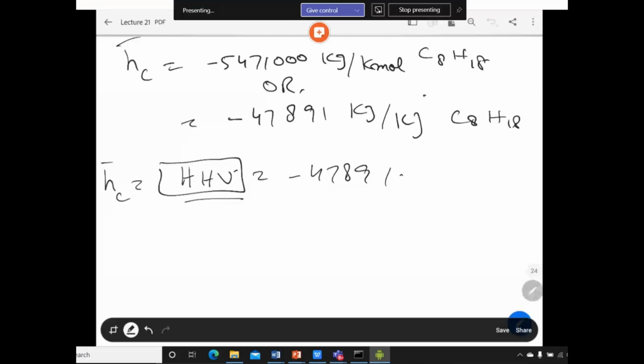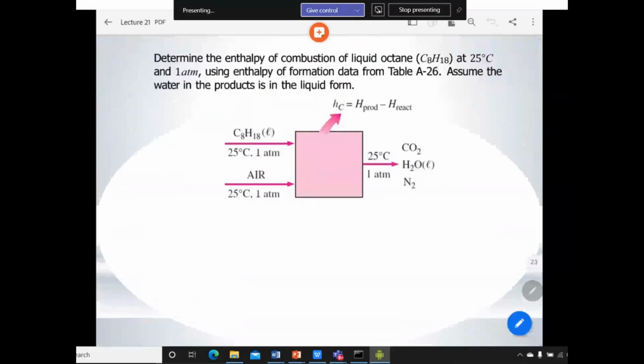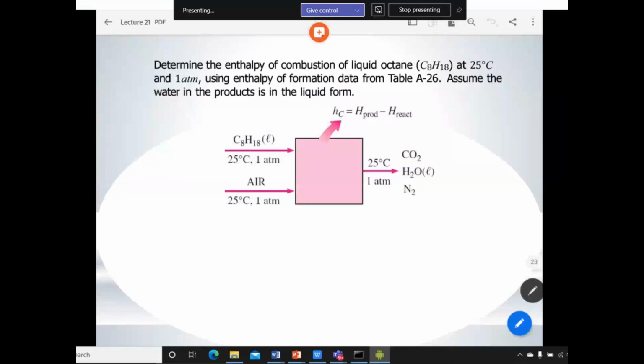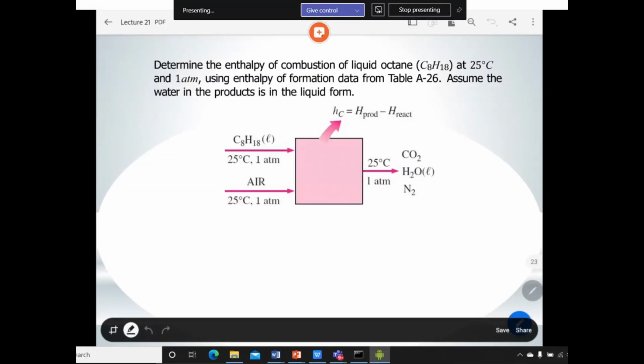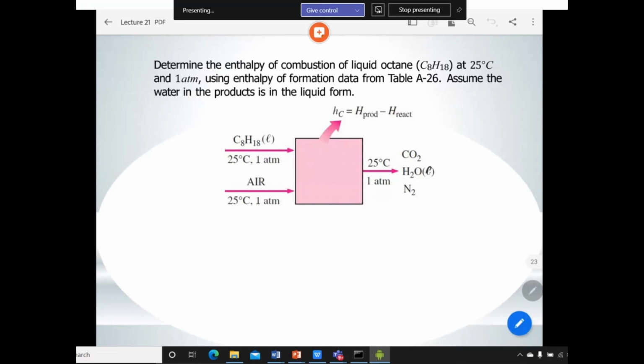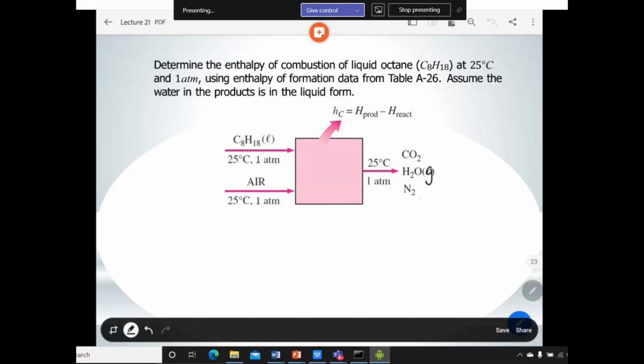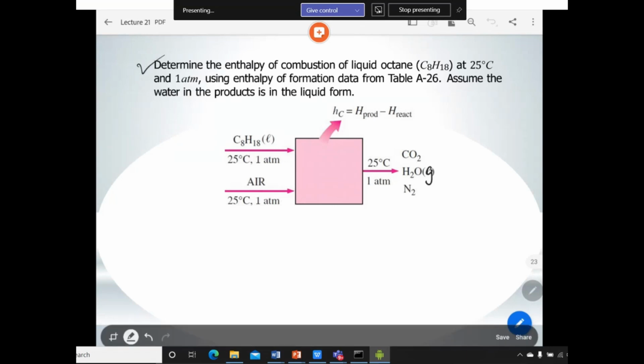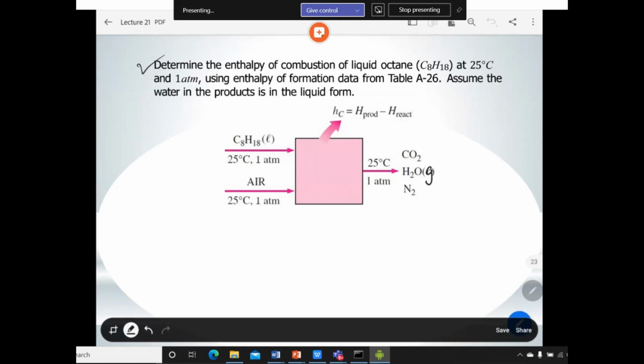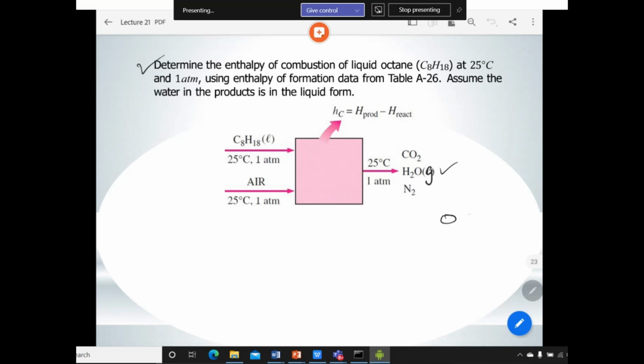So I hope there will be no question. At this point we will stop, and you have to solve one question by yourself. The only thing you have to change is that rather than liquid H2O, you have to choose H2O as gaseous on the product side. Again the problem is the same: determine the enthalpy of combustion of liquid octane, considering that H2O on the product side is gaseous instead of liquid. If you have any question, you can ask me.